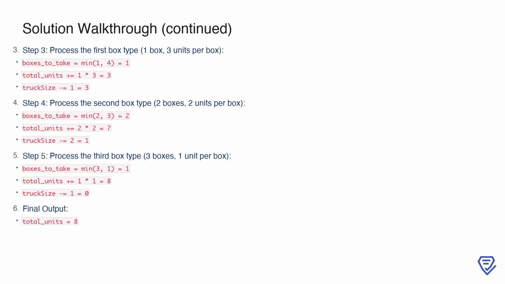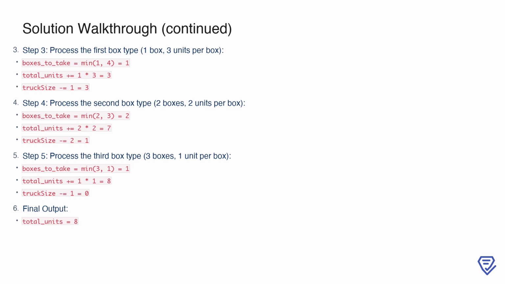Next, we process the second box type, which has 2 boxes and 2 units per box. Here, we can take all 2 boxes, as the truck still has enough capacity. This adds 2 multiplied by 2, or 4, units to our total, bringing it to 7. The truck's capacity is now reduced by 2, leaving space for just 1 more box.